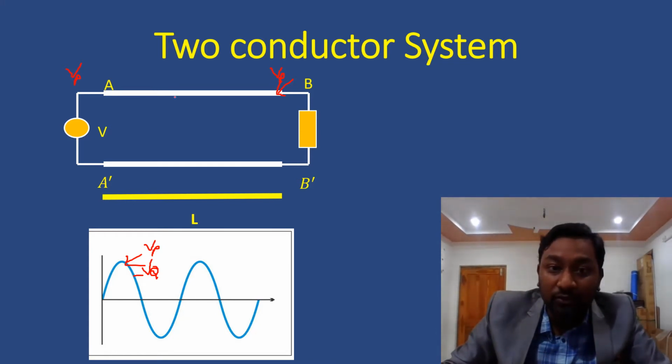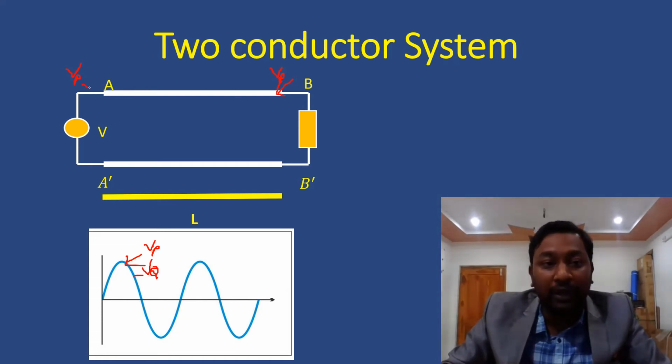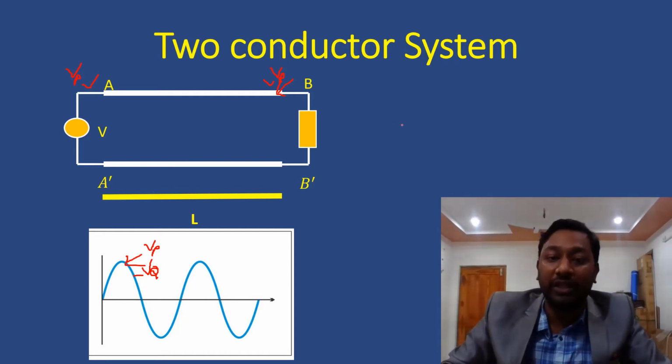Now the question may arise: if we consider normal circuit theory, then there is no such voltage difference for an ideal conductor system. Because this is also a conductor, whenever we apply some voltage at point P, the same voltage will reach, as per our normal circuit theory. But whenever we consider circuit theory or network theory, we are considering very low frequency, f equal to 50 hertz or 60 hertz.